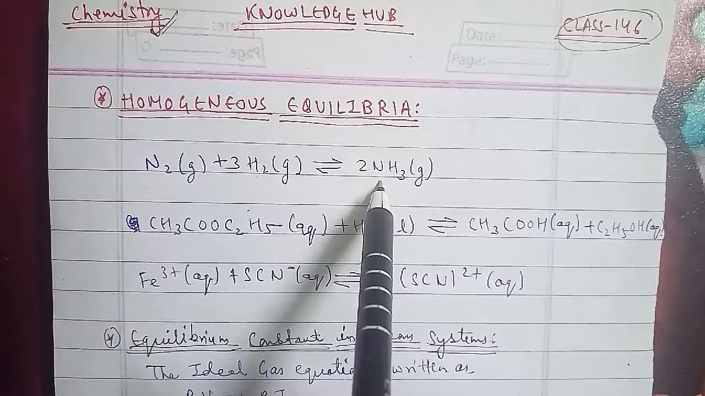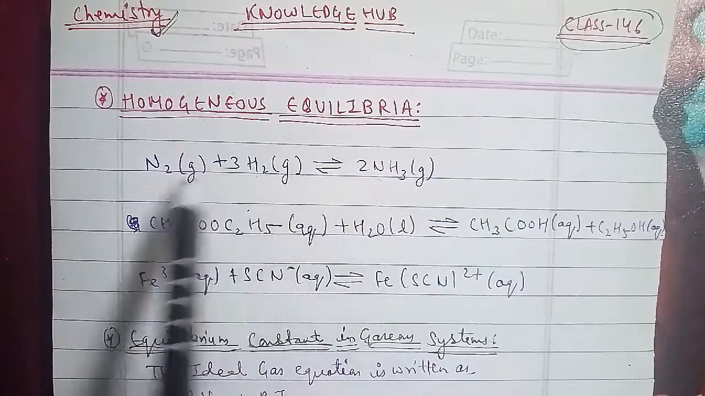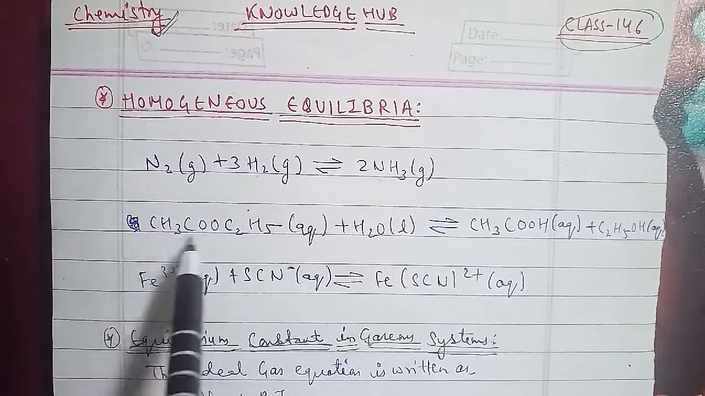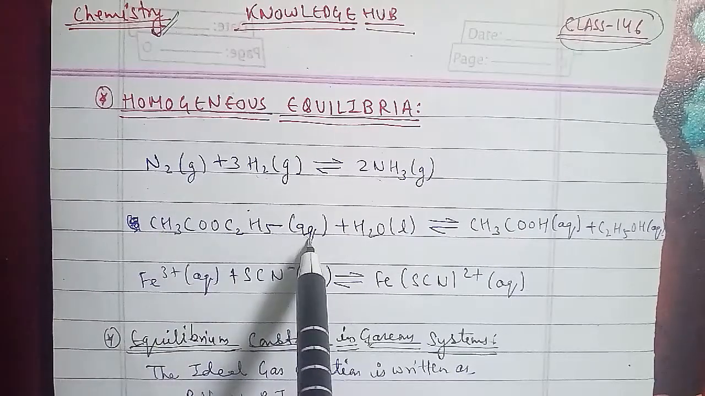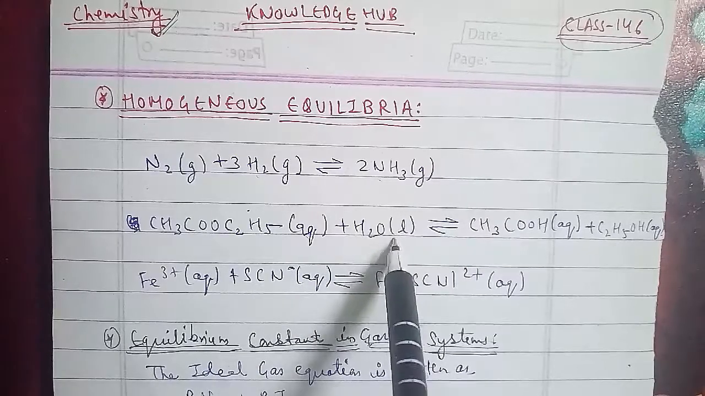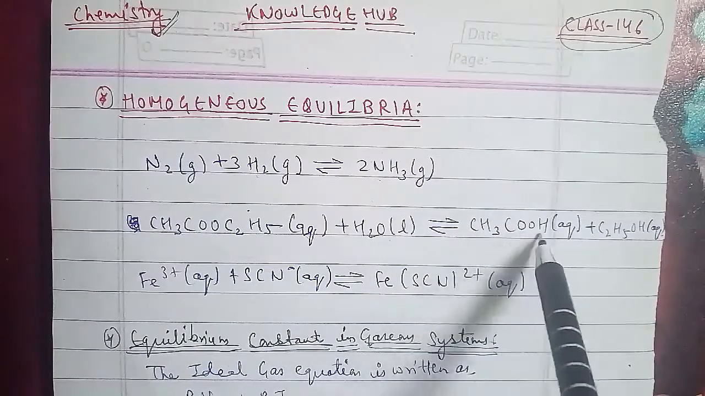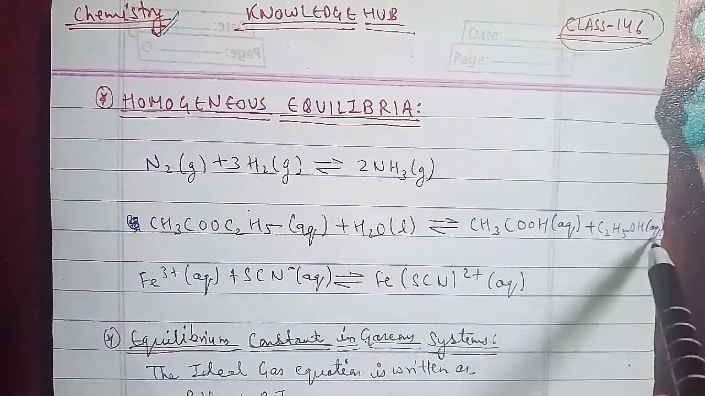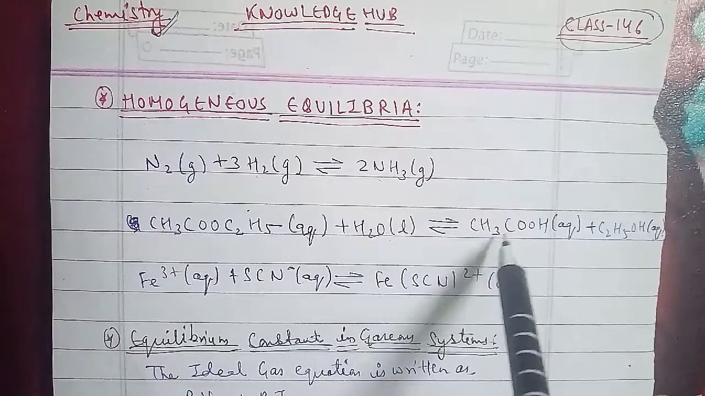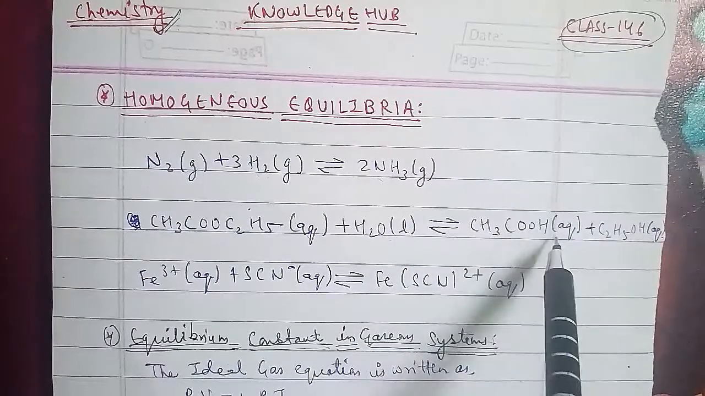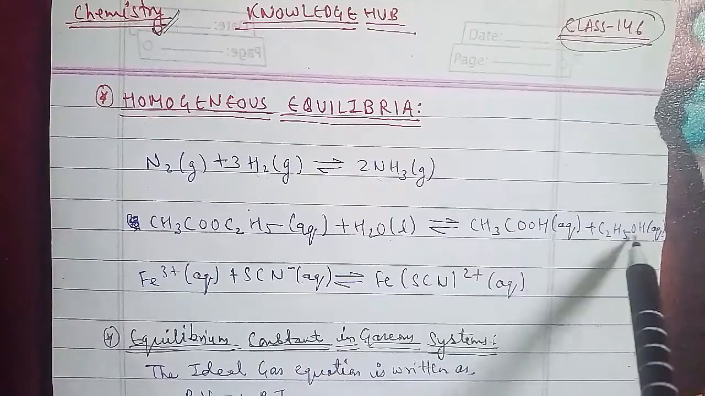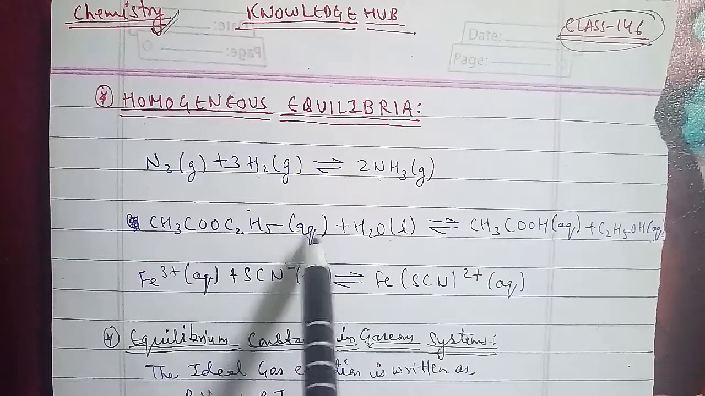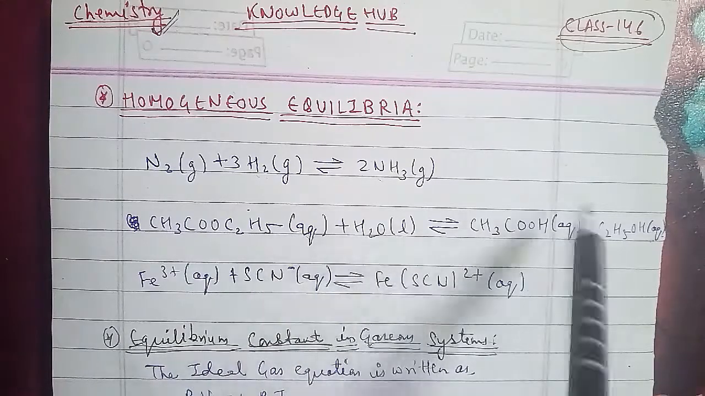Similarly, for the reaction CH3COOC2H5 in aqueous state, plus H2O in the liquid state, that gives CH3COOH in aqueous state and C2H5OH in the aqueous state, and vice versa: CH3COOH in the aqueous state plus C2H5OH in the aqueous state gives you CH3COOC2H5 aqueous plus H2O liquid here. This is the vice versa as well. 2NH3 gives N2 plus 3H2 here.